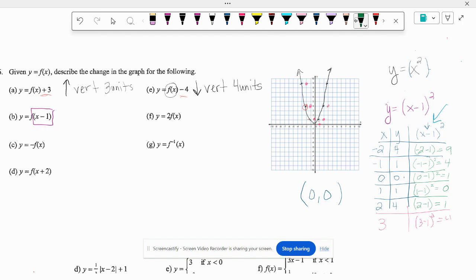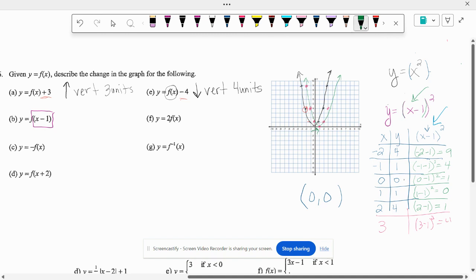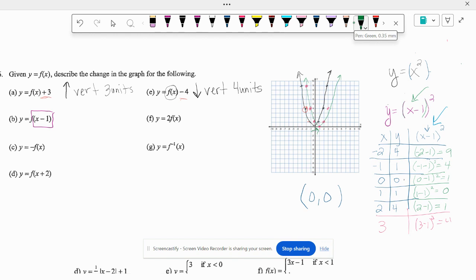So hopefully you can see that I took my parabola, y equals x squared, and I moved it to the right. So when you have a subtraction inside the function, it moves to the right. It's counterintuitive. I know it doesn't sound like it should move to the right. You would think it would move to the left, but it doesn't. So when you have a subtraction taking place inside of the function, it's called a horizontal translation. So you're moving it horizontally to the right. And this is moving 1 unit.